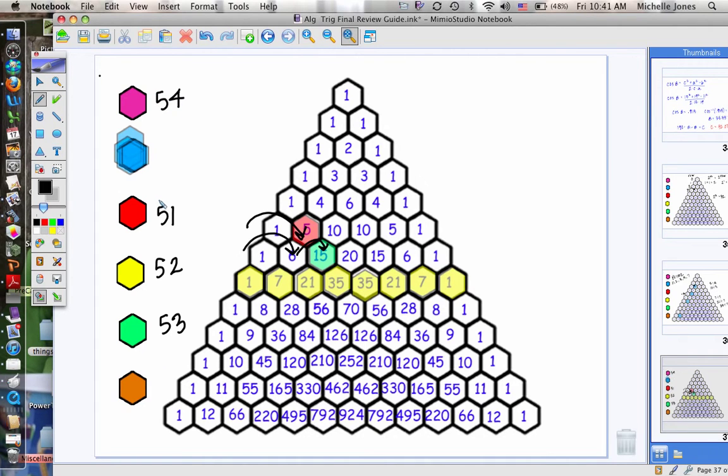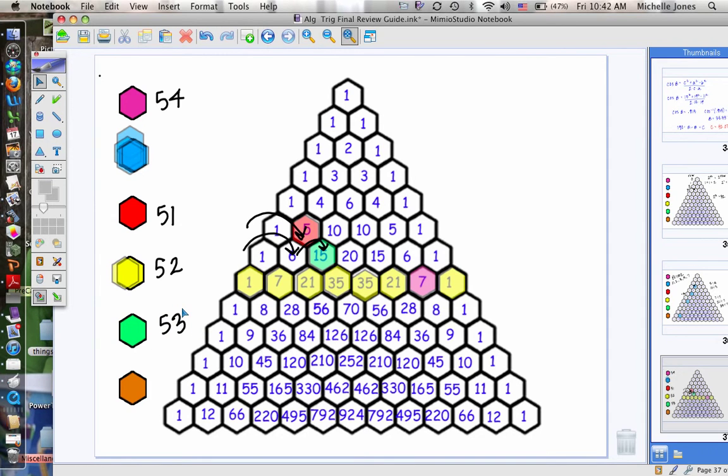54. Let's pick a pretty purple for 54. The 6th term in the 7th row. So let's count over. We got 1, 2, 3, 4, 5, 6. So the sixth term in the 7th row is 7. It's kind of hard to see, so let's get rid of, yeah, perfect.